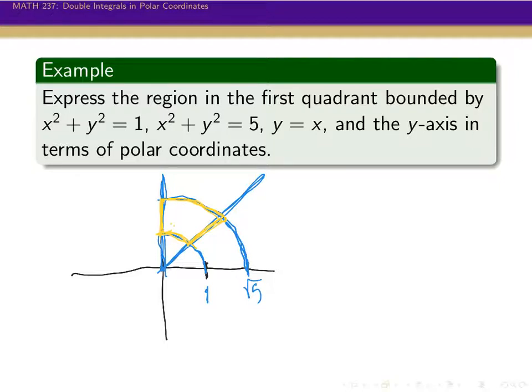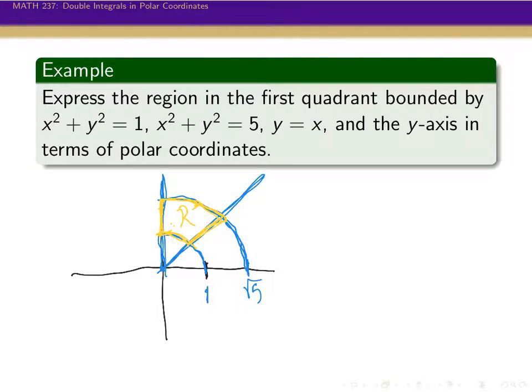Sometimes we have this circle as the leftmost and then the line is the rightmost. Sometimes we have the y-axis as the leftmost and the line is the rightmost, and sometimes we have the y-axis and the outer circle. And so that would be a real disaster to try and set up. We'd have to break it up into 3. But in polar, this is going to be quite easy, right?